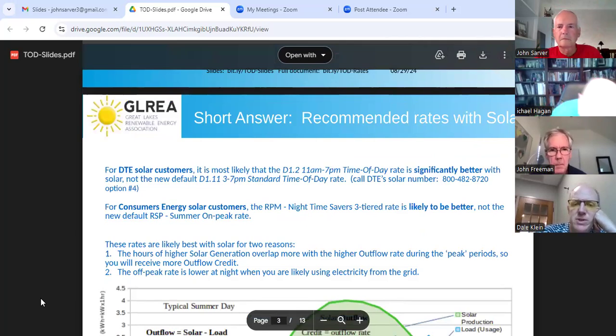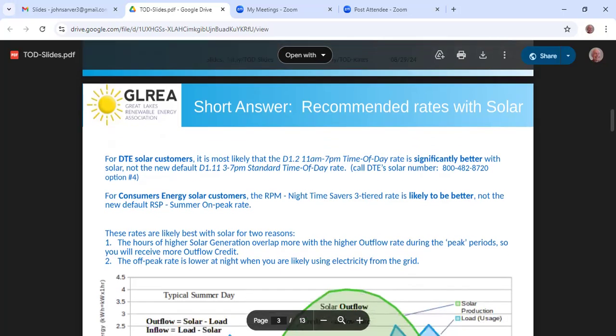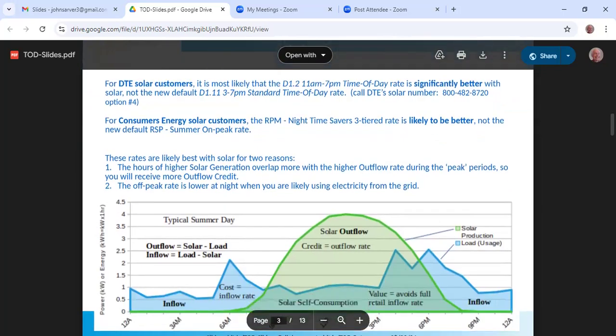So go ahead to the next page, please. See if you can make the page so they can see the plot and the rest of the stuff. So the short answer is, if you're on DTE, if you choose the D1.2, 11 a.m. to 7 p.m. rate, that's probably going to be the best for you. John, would you try to scroll up slightly so you can see the chart a little bit more, so you can see the x-axis. Okay, that's perfect. There you go.